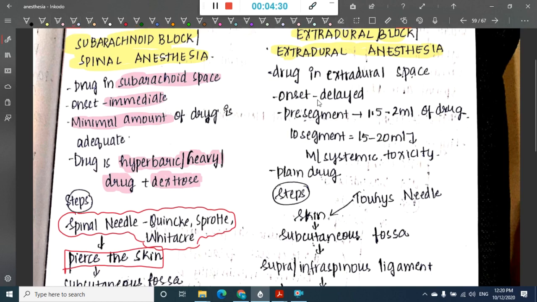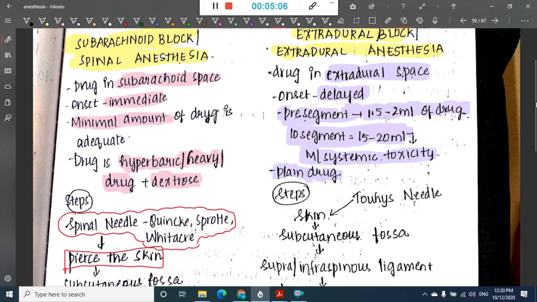Here the onset is delayed, and you can even produce segmental anesthesia with the help of extradural anesthesia. About 1.5 to 2 ml of drug is given per segment. For 10 segments, 15 to 20 ml of drug is given, and this might cause systemic toxicity. This is a plain drug also.